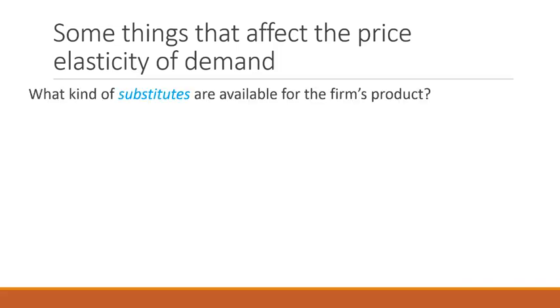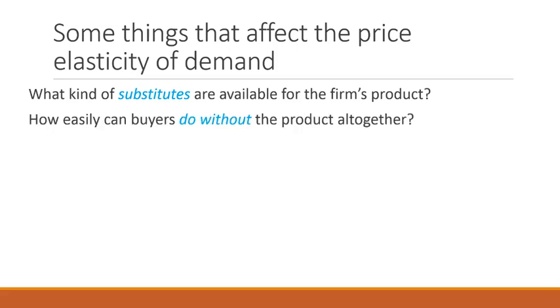So clearly, what kind of substitutes are available for the firm's product is going to be very important. After all, if the firm raises its price by some amount, consumers are going to think about what substitutes are available. They might also think about whether they can do without the product altogether. That is, as your text mentions, a kind of substitution. So the more substitutes are available, the more price sensitive we might expect demand to be.